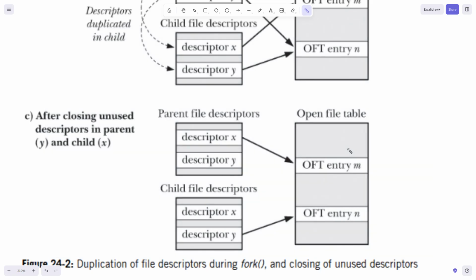Okay. So I hope that kind of cleared that up. All right, any other questions about fork, how it copies from the parent?